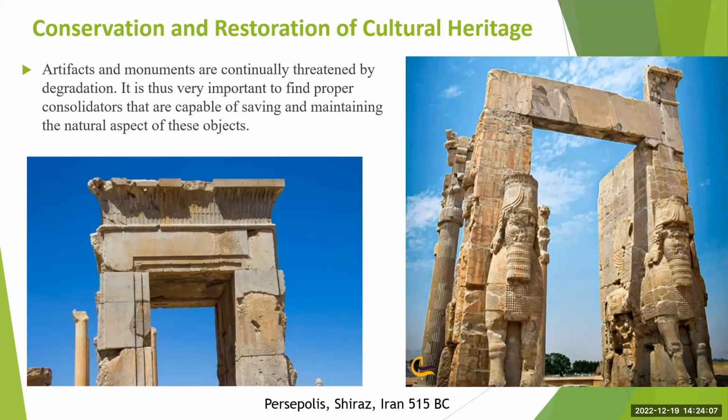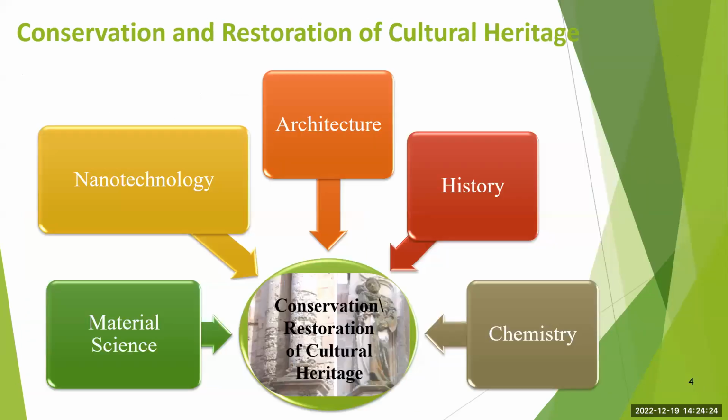The fact is that artifacts and monuments are continuously degraded because of natural phenomena like rain or pollution, and also natural disasters like earthquake, like flood. So it's important to find proper consolidants. This issue, conservation and restoration of cultural heritage, needs an interdisciplinary team that knows architecture, history, nanotechnology, material science, so that we can preserve the structural characteristics of a building while we do not disturb its history or its architectural aspects.